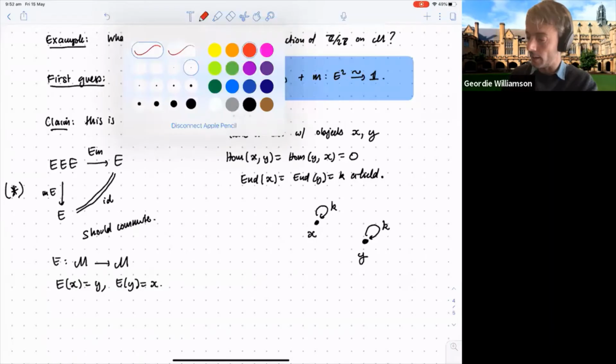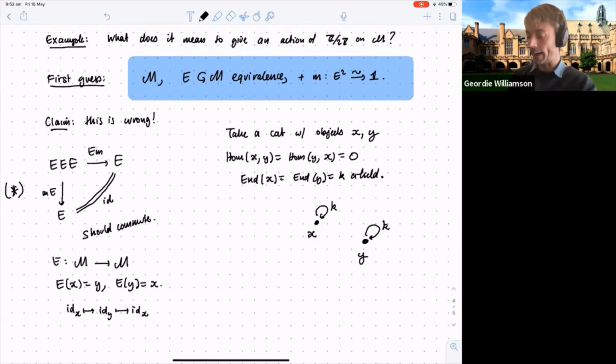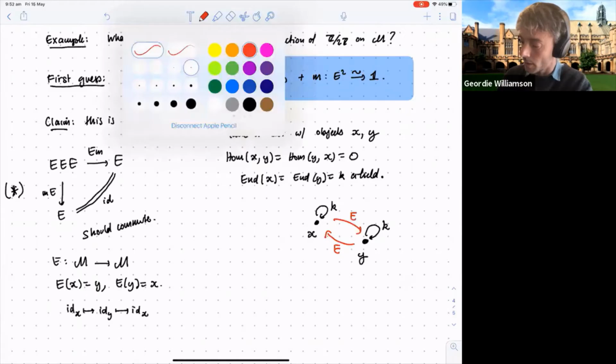Okay, and note that E is an auto equivalence, so it should take the identity to the identity, so it should take the identity on X to the identity on Y. And so that actually fixes what it does to all of the, so we think about this E acting on this whole collection of objects and arrows, but the claim is that it just sends X to Y and doesn't act on the arrows in any interesting way.